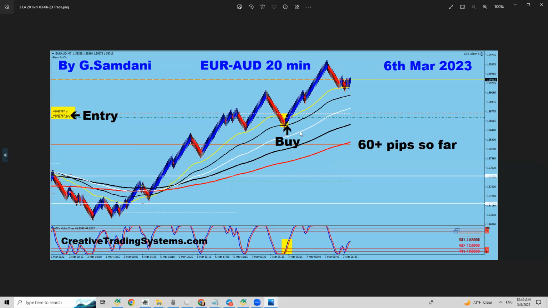This one, indicator all the way down here, and the price, the red candles turn into blue, and the yellow line is above the black line. So 4 conditions have to be there at the same time. Then I open the trade. Nothing random. Everything is by the book.